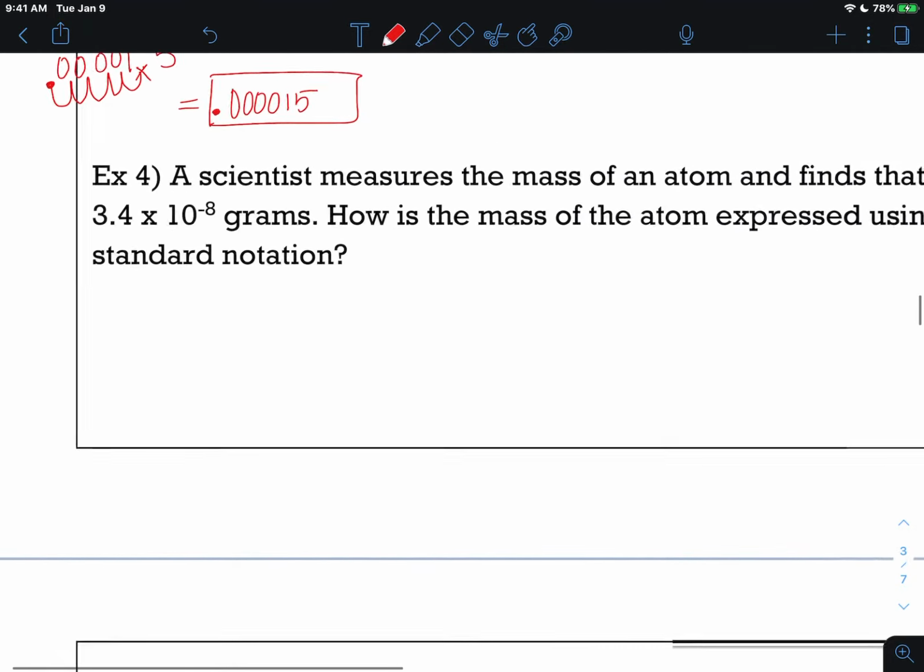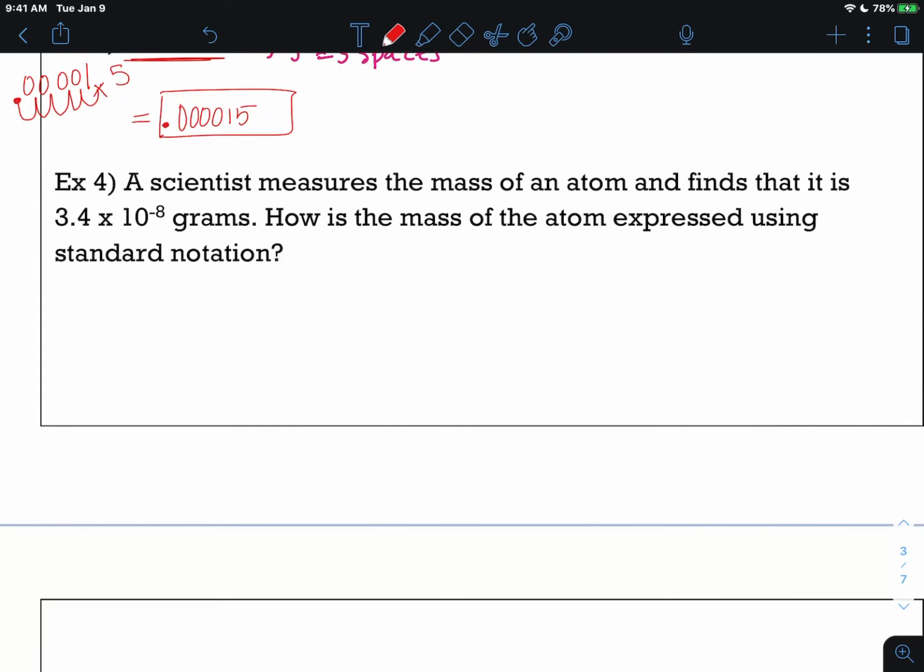All right, example number 4. A scientist measures the mass of an atom and finds that it is this many grams. How is the mass of the atom expressed in standard notation? For a split second here, I want to deviate and talk about how we're supposed to read this. I would say 3.4 times 10 to the power of negative 8 grams. Again, 3.4 times 10 to the power of negative 8 grams. Okay, so I need to change this to standard notation.